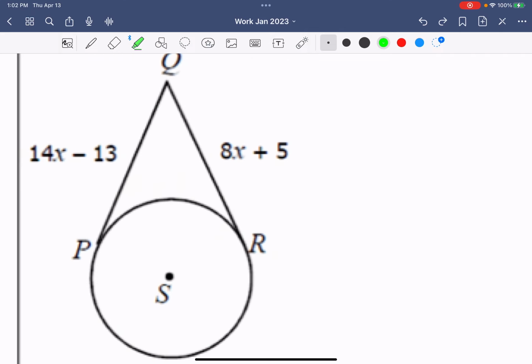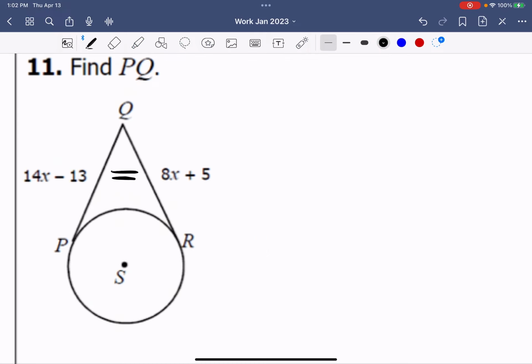Same thing applies here. We have a tangent that goes from P to Q, and we have another tangent that goes from R to Q. So because they go to the same spot, they are the same size. So we can put an equal sign between them. All right, so I'm gonna write 14x minus 13 equals 8x plus 5, and we just solve it the same exact way.